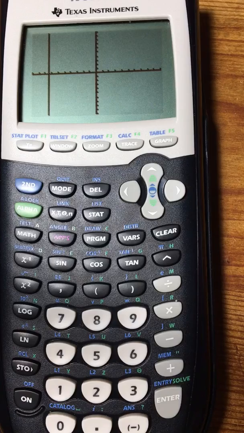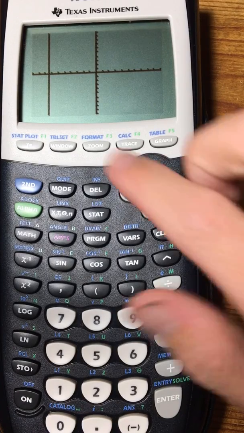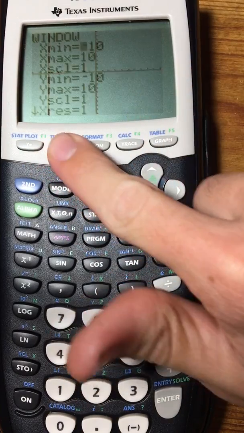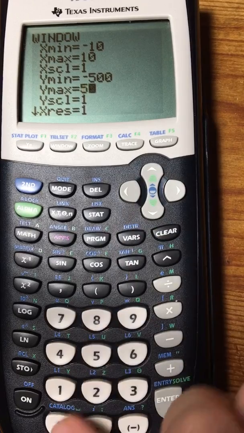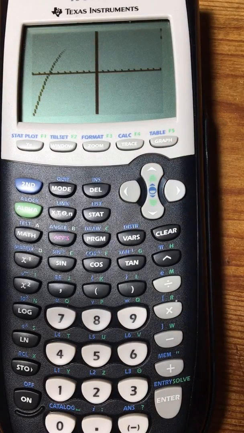And because it's similar to the previous problem, let's set the maximum y value to 500 and a minimum y value to negative 500. So let's go in here to Window, y min negative 500, y max 500, graph. So this kind of helps. This gives us a general idea of what the graph looks like.